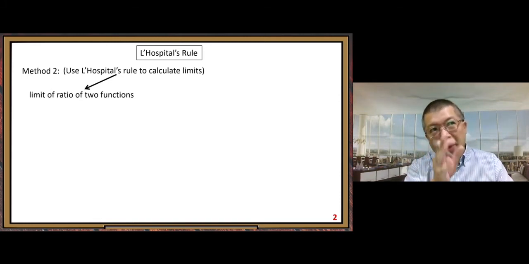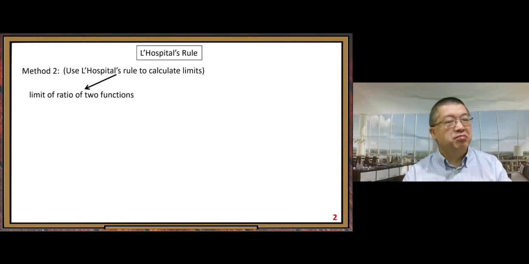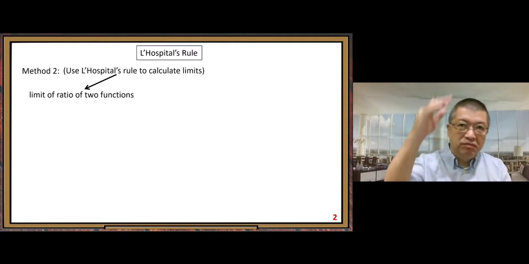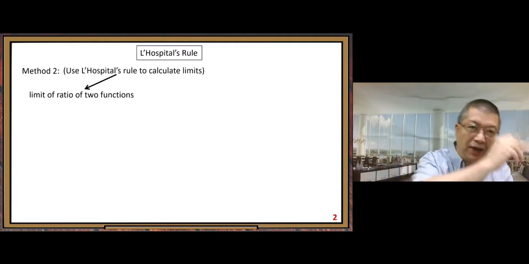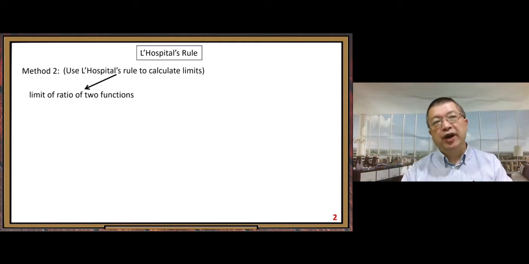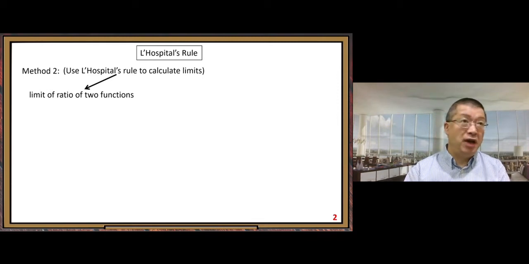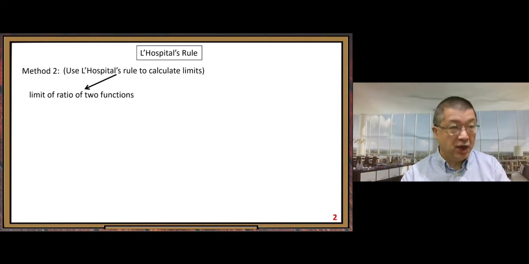When we calculate the limit of the ratio of two functions, you may have a chance to apply L'Hopital's rule, but the condition should be right. You need to make sure the condition is right. Then you can apply L'Hopital's rule. Otherwise, you get a wrong result.